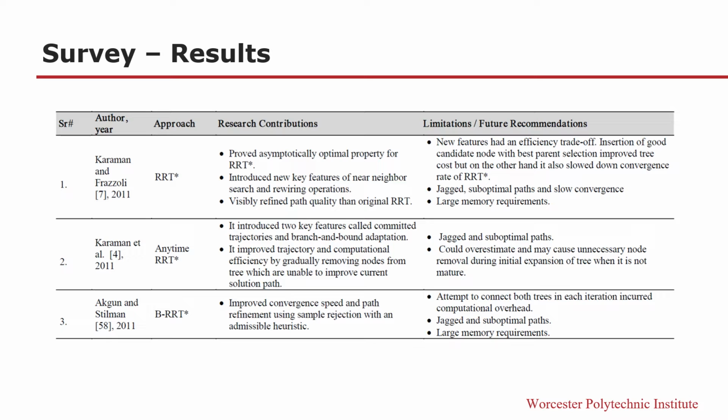Anytime RRT star improved trajectory and computational efficiency in simulation and in real-time implementation. An optimal variant of RRT star and RRT connect called bidirectional RRT star, or B-RRT star, showed empirical results indicating fast convergence and path refinement using sample rejection, though this procedure selects only promising nodes but also affects space exploration. Moreover, attempting to connect both trees in each iteration incurred computational overhead.